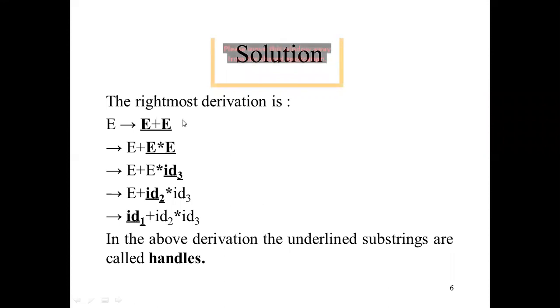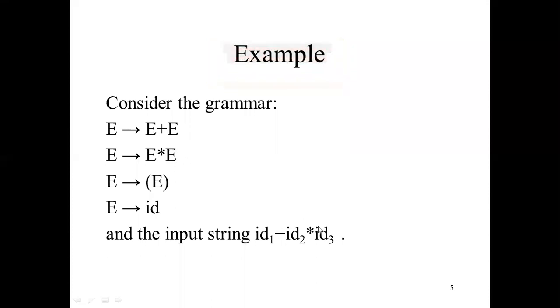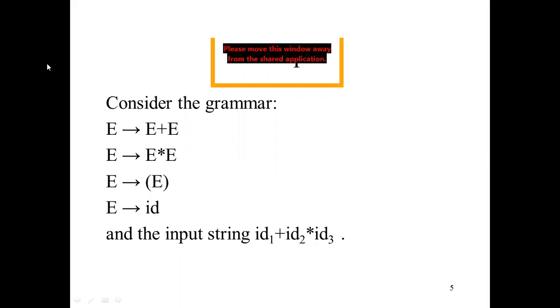Okay, but why are we dividing this into e plus e and e star e? We will proceed as per our need, as per the input string. Here there is a plus, so we will divide our expression into e plus e, and then for id2 into id3 we will use e star e again, otherwise we will never achieve this input string. So we will use the above grammar as per our need, as per the given input string.